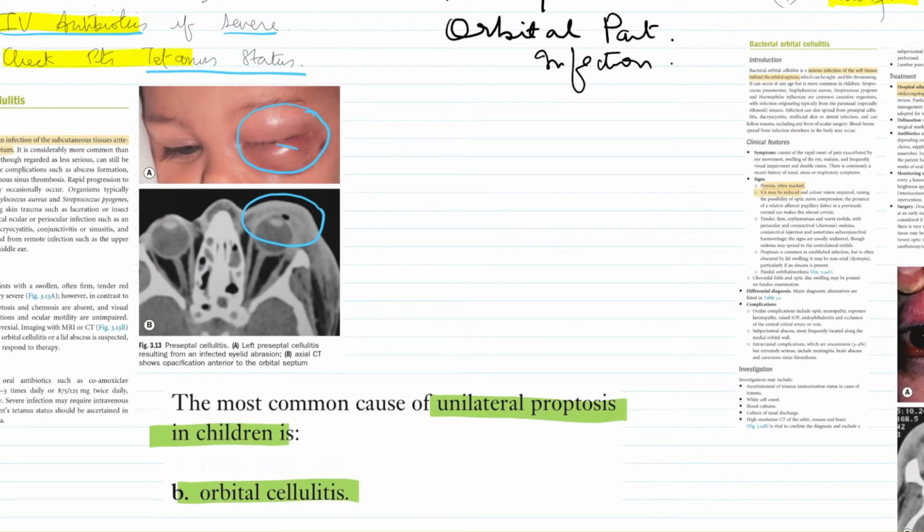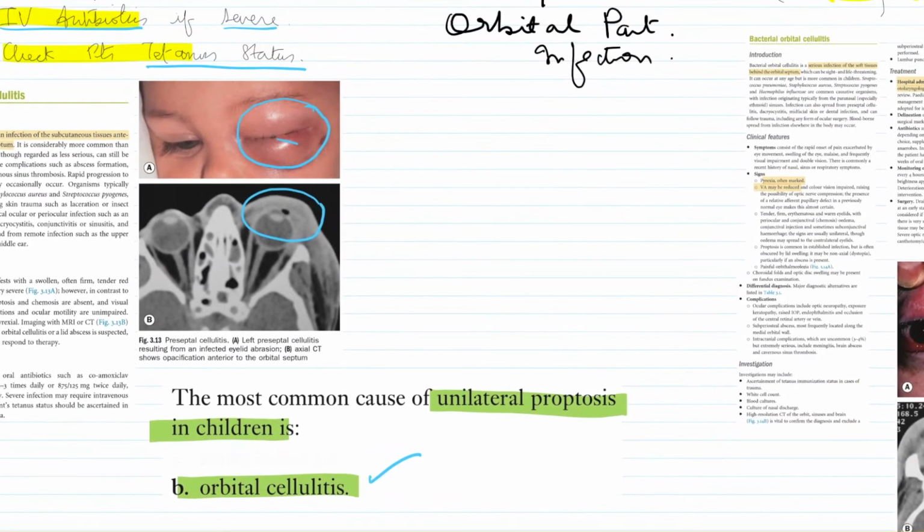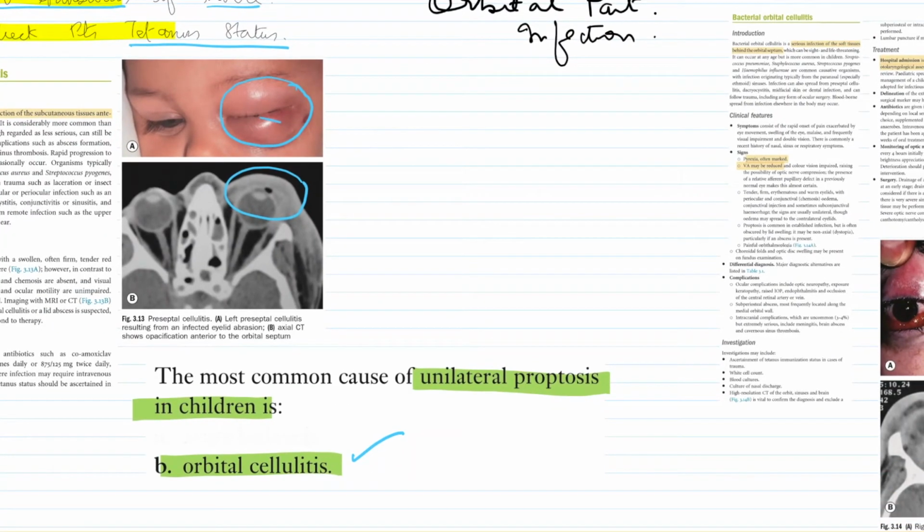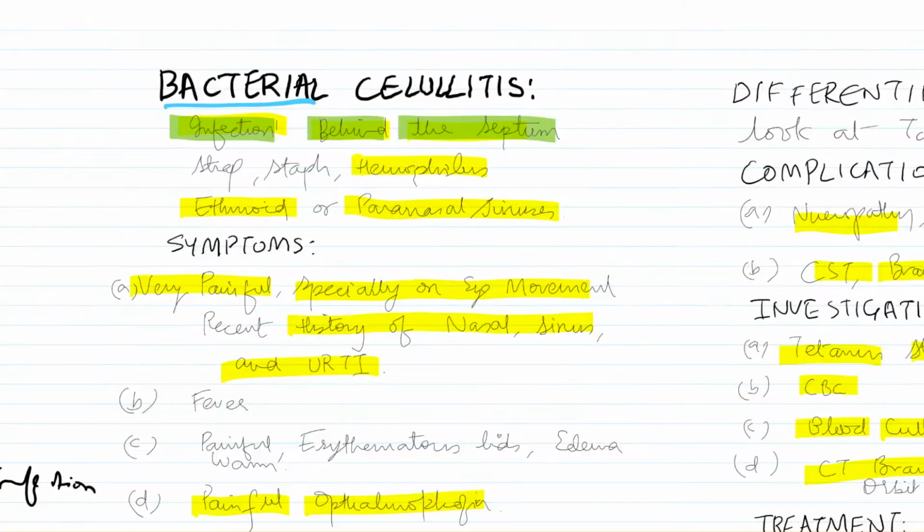So one of the most common causes of unilateral proptosis in children is orbital cellulitis. And what do you think is the most common cause of bilateral proptosis and unilateral proptosis in adults? It is thyroid eye disease. So bacterial cellulitis would result from an infection that is behind the septum. So you won't call it a post-septal cellulitis, you would just call it a bacterial cellulitis.